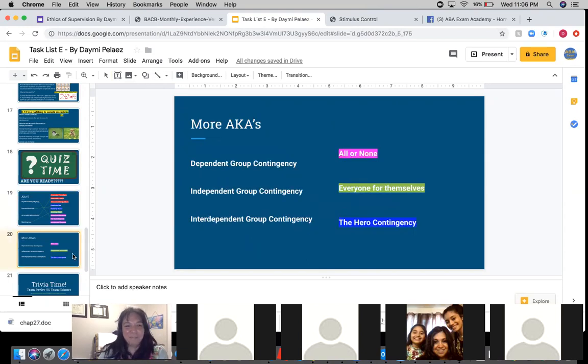All right, the next one. More AKAs. Okay, so these are the group contingencies. For dependent group contingency, what is it? Hero contingency. All right, the next one, independent group contingency. Everyone for themselves. And last, all or none. All or none.